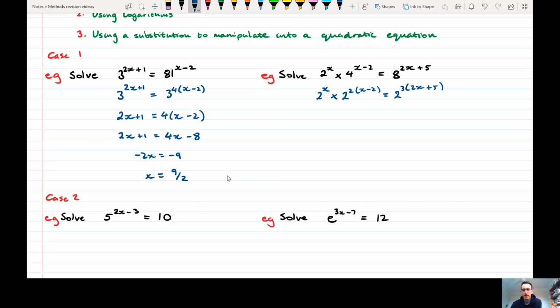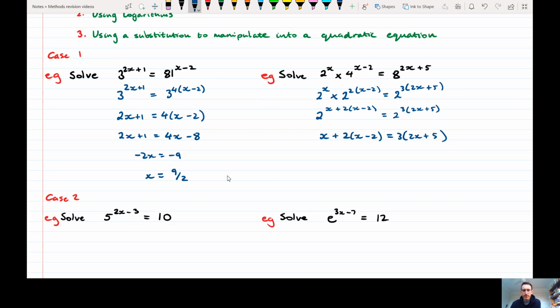So this left-hand side, when you're multiplying two numbers with the same base, remember you add the powers. So that becomes 2 to the power of x plus 2 lots of x take 2 equals 2 to the power of 3 lots of 2x plus 5. Again, we have the same base each side, so now we can simplify by equating our bases. So I'm going to put them equal to each other. Equals 3 lots of 2x plus 5.